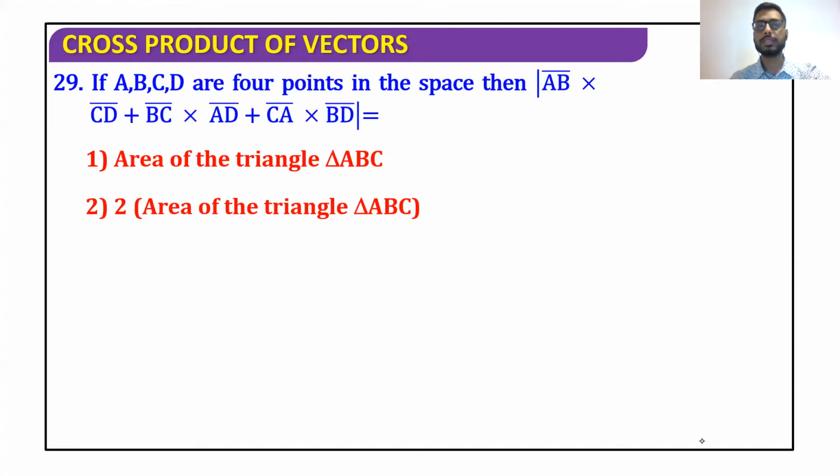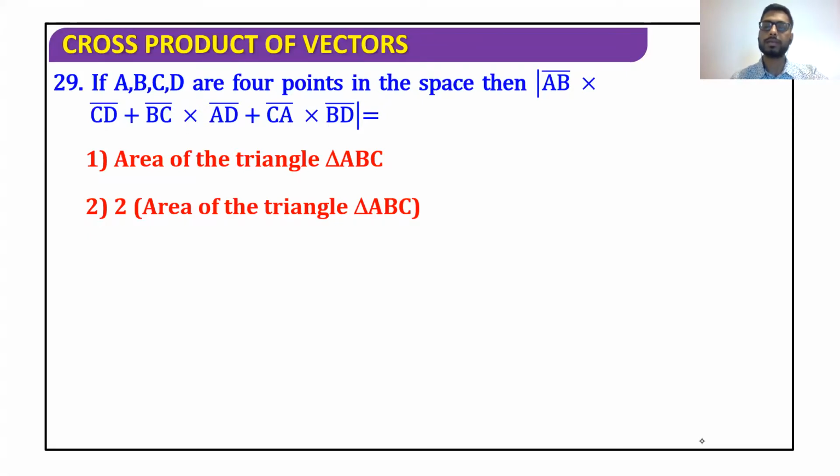So this question is related to our previous question. Earlier we had 3 points. Now we are considering 4 points and we have to find the relation between AB cross CD, BC cross this plus CA cross BD. Again, the method of solving would be the same. AB bar would be B minus A, CD bar means D minus C.